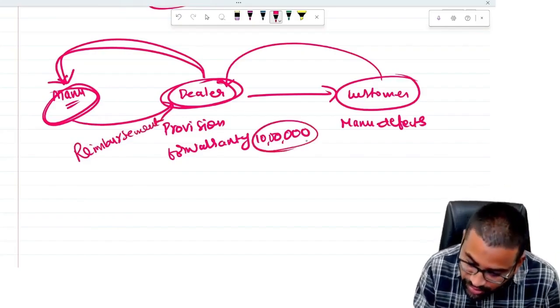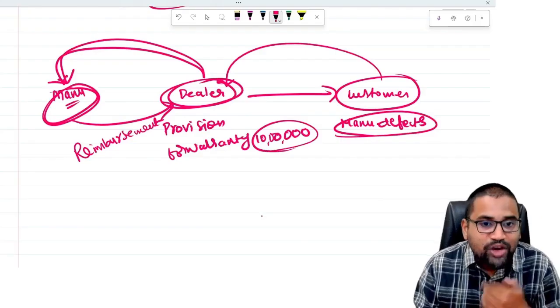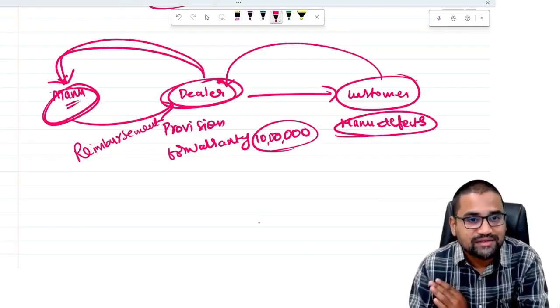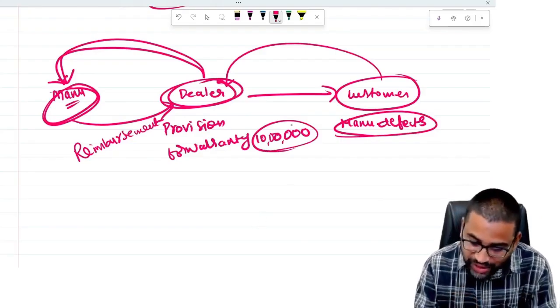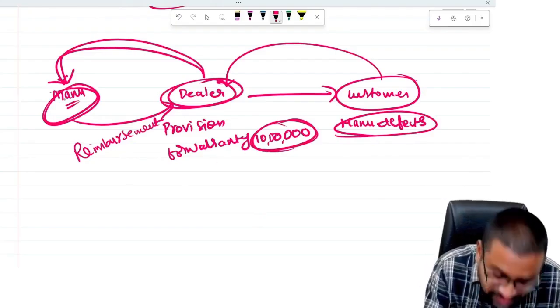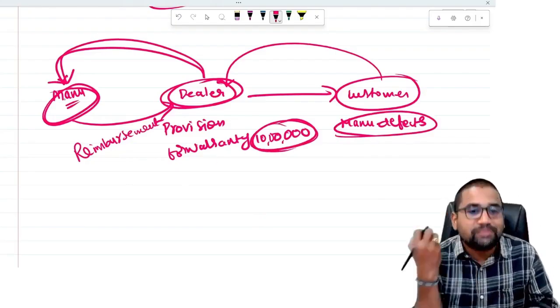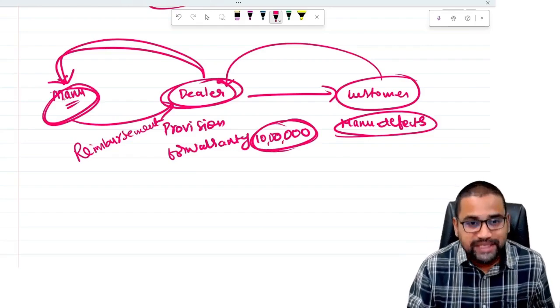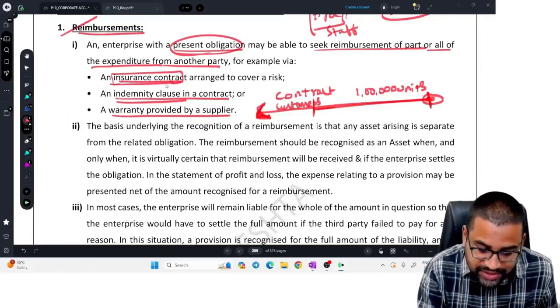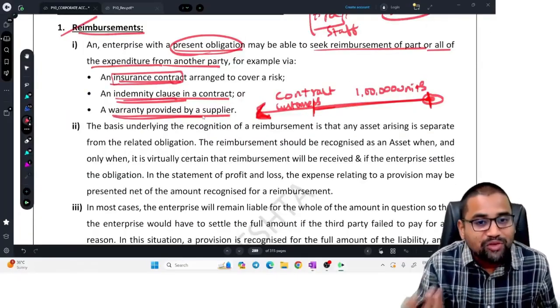So we have an obligation with our customers. We created a provision. Now relating to this provision, we make the claim from a third party, reimbursement. Like there is an insurance contract, an indemnity clause, or there may be a warranty.